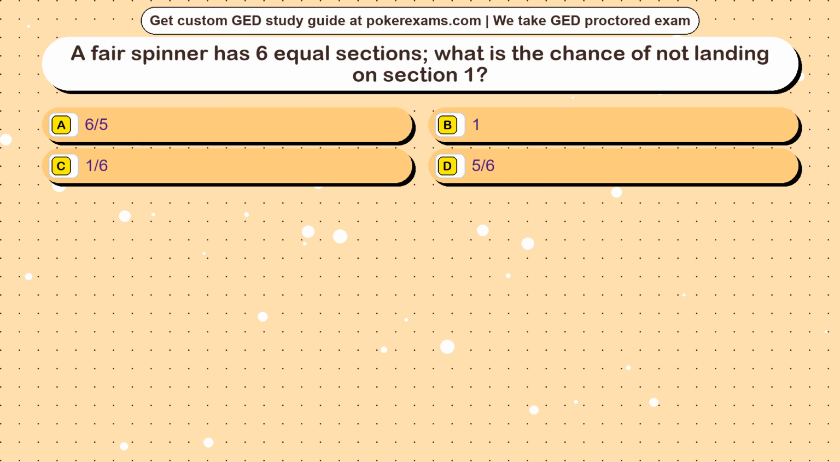Question 9. A fair spinner has 6 equal sections. What is the chance of not landing on section 1? Option A, 6/5. Option B, 1. Option C, 1/6. Option D, 5/6.